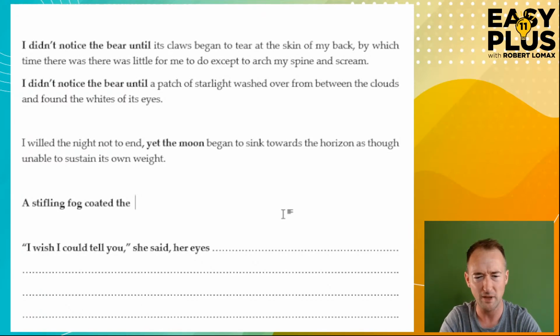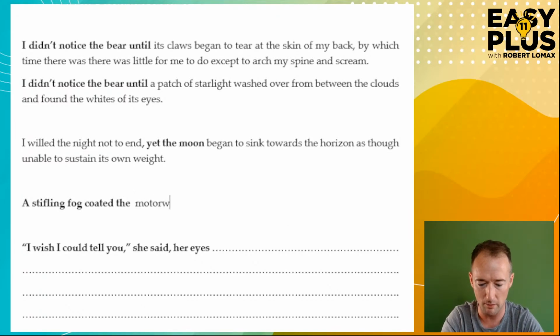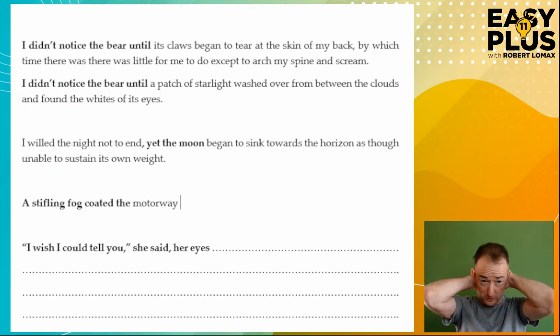Fog. It happens. A stifling fog coated the road, let's be more specific, the motorway. Why am I being more specific? Just because it helps the reader to imagine nice and precisely the scene that I'm trying to create. A stifling fog coated the motorway. Okay.